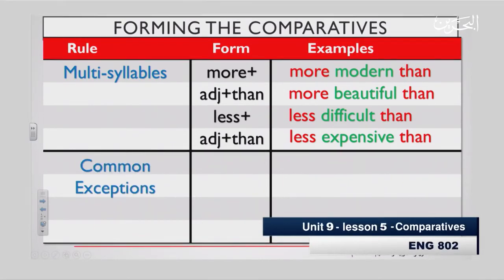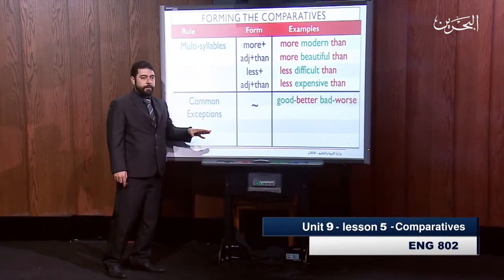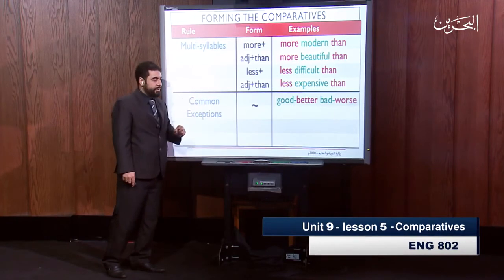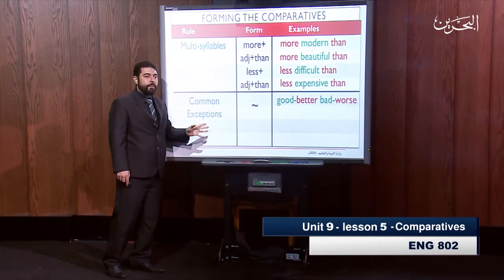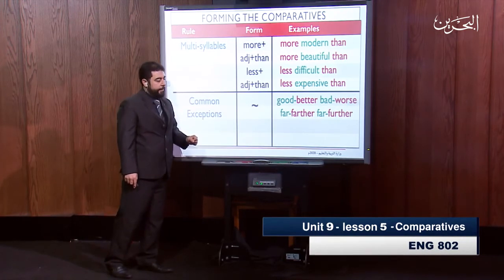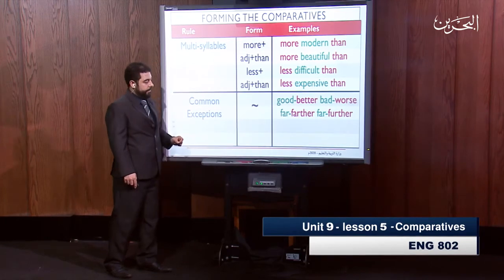You have common exceptions. So we do not have a rule for them. For example, good becomes better. You do not add anything. You change the whole adjective. Bad, worse. You have far. It becomes farther. All right?